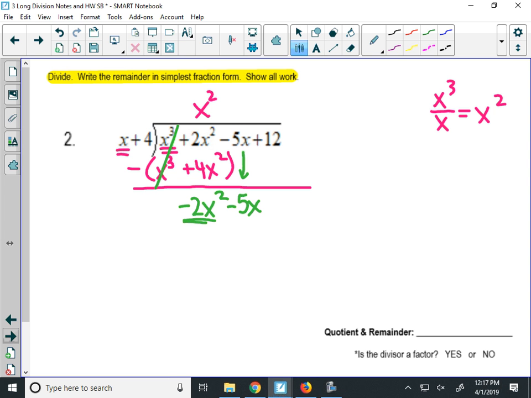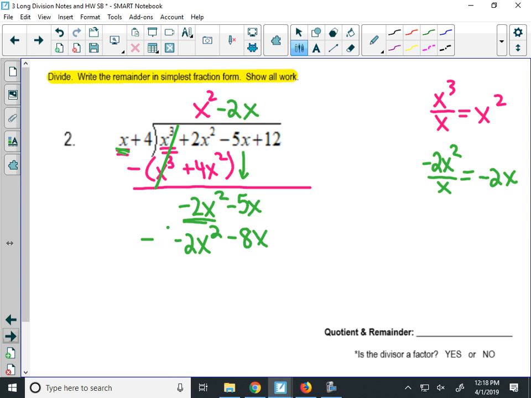Give it time. You might understand it if you just let me go through a couple of these. I promise you, it's weird the first time. The more you do it, the easier it gets. So we divide negative 2x squared by x. That gives me negative 2x. I'm going to put a negative 2x on top. All right, I multiply negative 2x times x: negative 2x squared. What's negative 2x times 4?